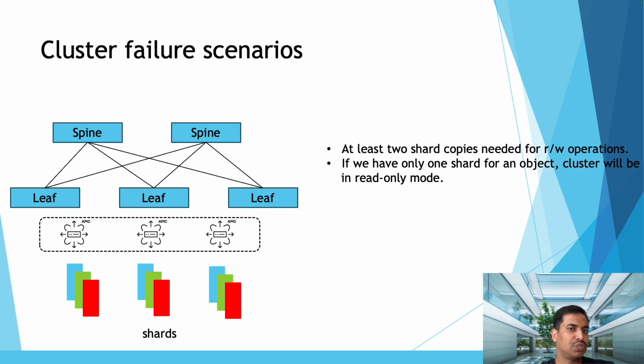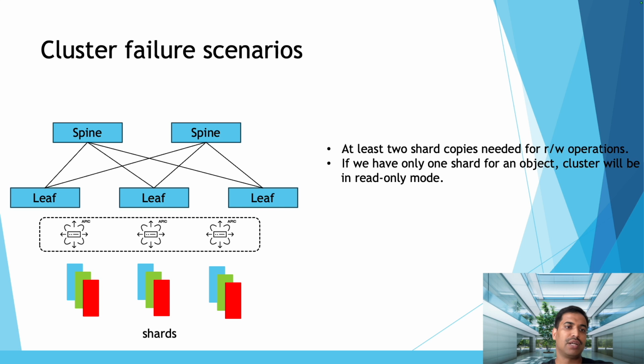We know that at least 2 shard copies are needed to make any read and write operation in the cluster or the ACI fabric. If we have only one shard object present, the cluster will be in the read-only state. So for example, in this particular topology, let's say APIC 1 and APIC 2 go down, then all the shards associated with APIC 1 and 2 will also go down, and the cluster remaining with just one APIC, that is APIC 3 and its shards, will be in read-only state.